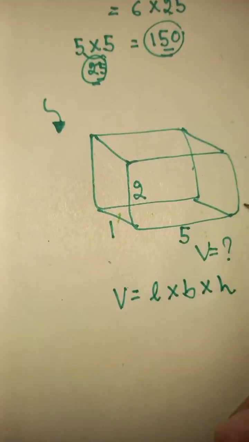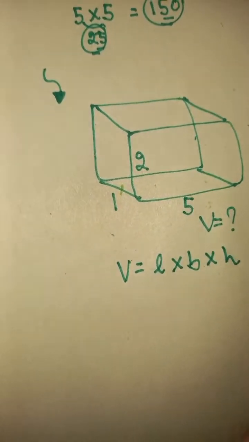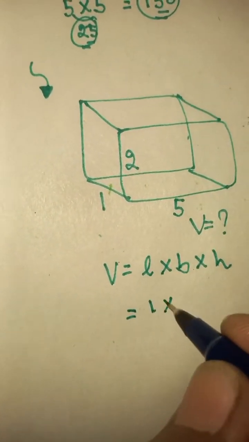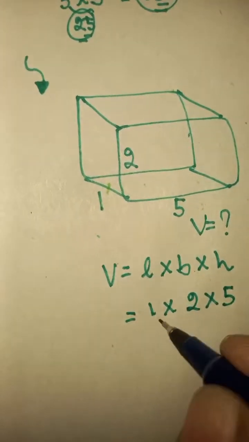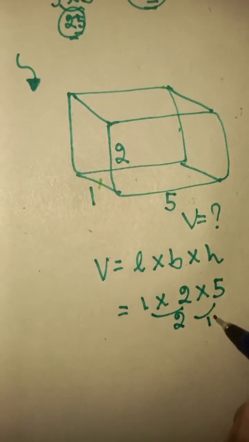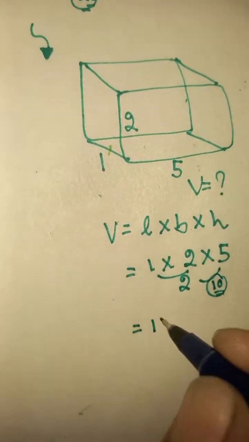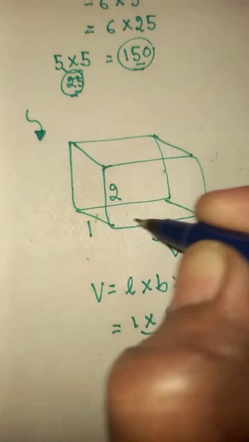This is length, breadth, and height. You can multiply in any order. So it becomes 1 times 2 times 5. 1 times 2 becomes 2. 2 times 5 is 10. So 10 cubic units is the volume of this cuboid.